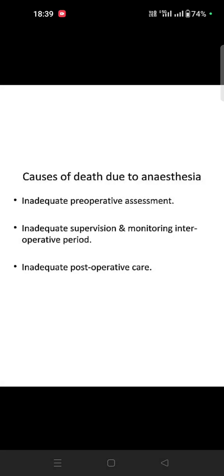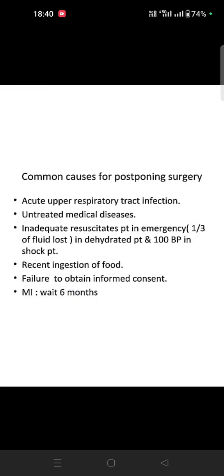Causes of death due to anesthesia: we must take consent. Inadequate pre-operative assessment, inadequate supervision and monitoring. Common causes of postponing surgery: acute upper respiratory tract infection, untreated medical disease, inadequate restriction of inpatients, in emergency fluid deficits, sudden shock, recent ingestion of food, failure of consent, then MI.